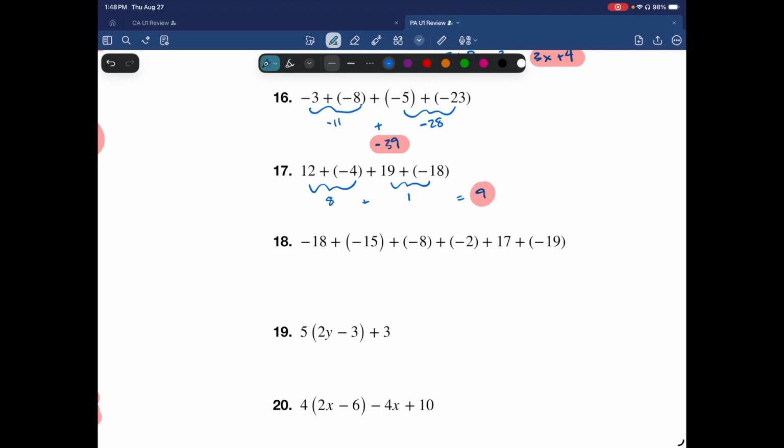Same thing here on 18. We'll do it in chunks. So signs are the same, so I got negative 33. Signs are the same here, so I got negative 10. Signs are different, so I got negative 2. All right, so I'm going to add all these, and you can do it in chunks again, or you can do it all at once. You get negative 3, negative 10, and negative 2, so it's going to be negative 45.